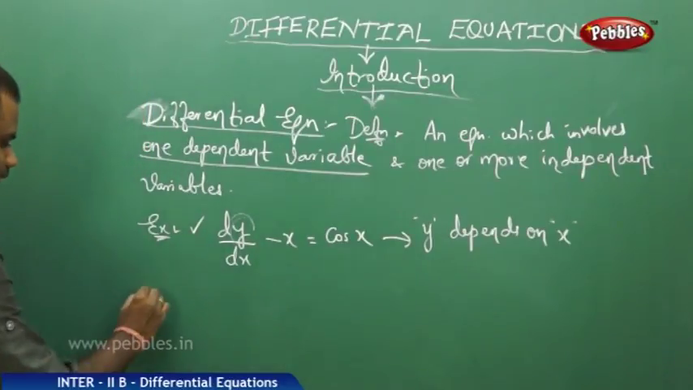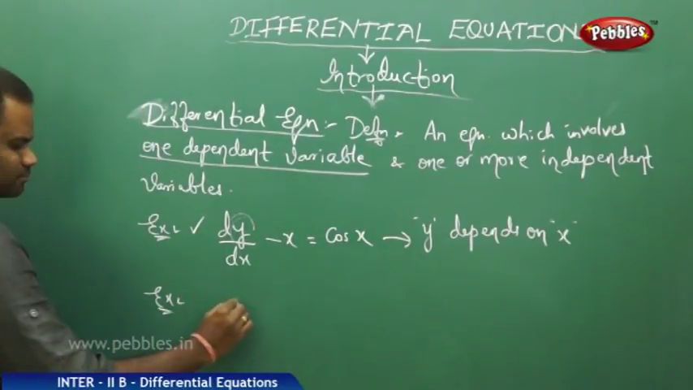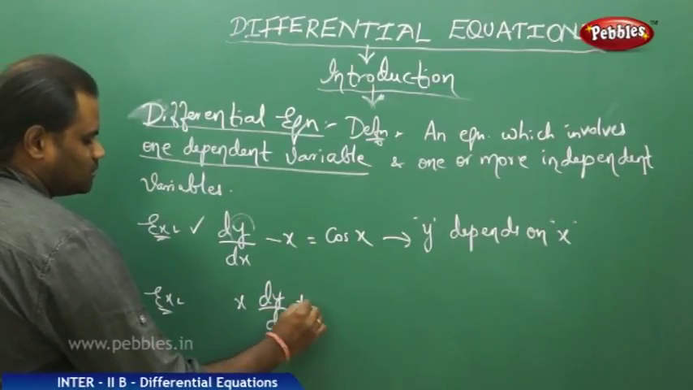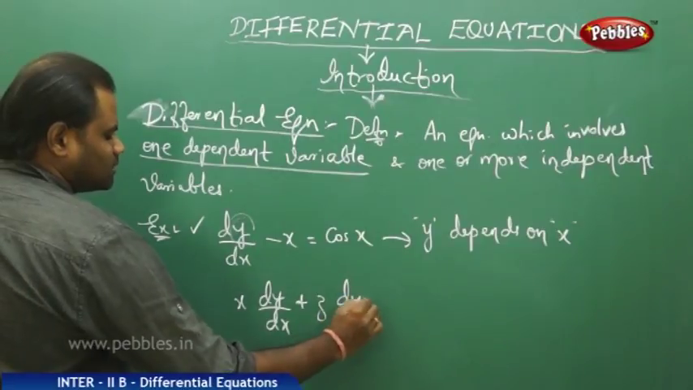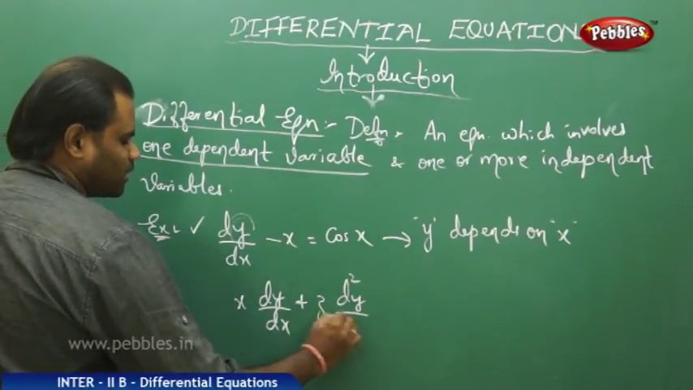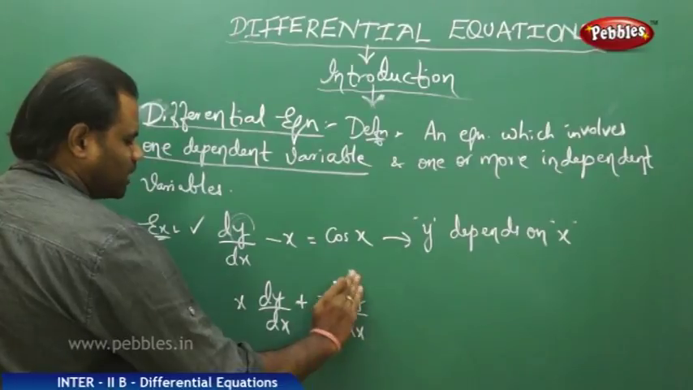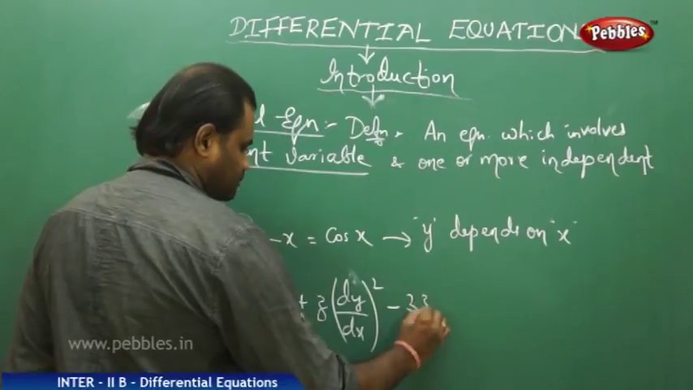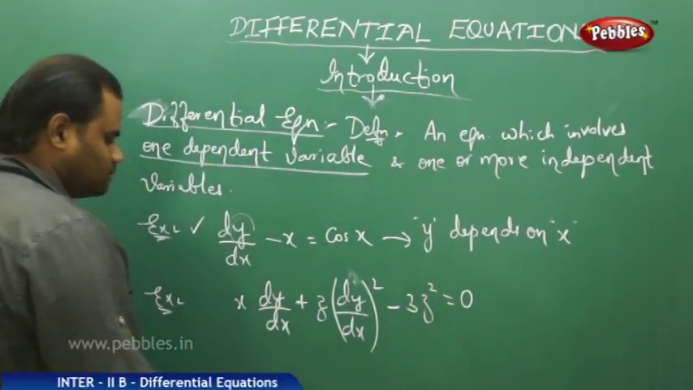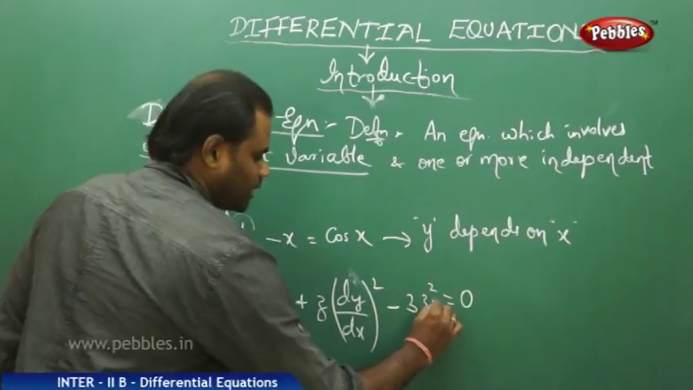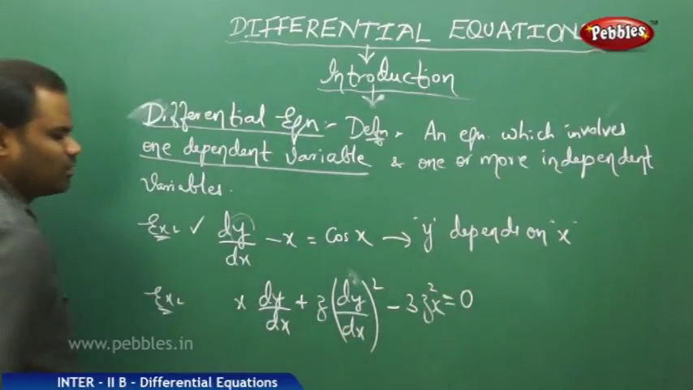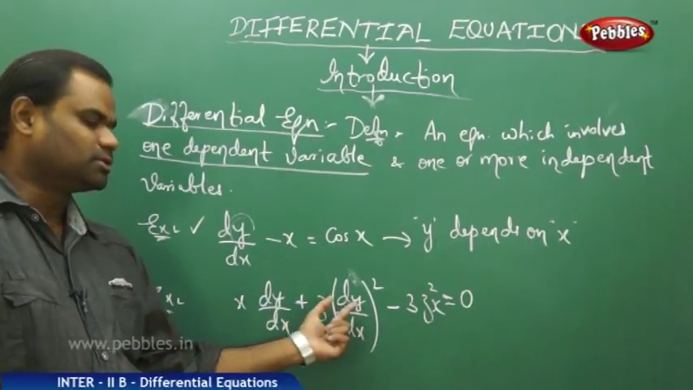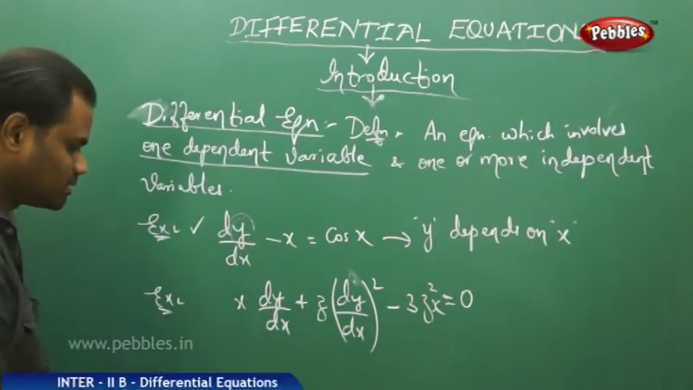Now let's take another example where I have x dy by dx plus z d square y by dx square, dy by dx whole square, minus 3z square x equals 0. Now this is a differential equation where I have the dependent variable which is y, but there are two independent variables x and z.